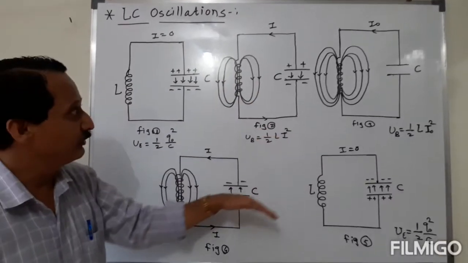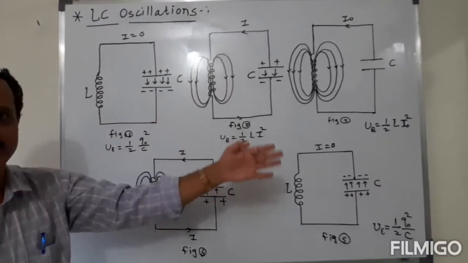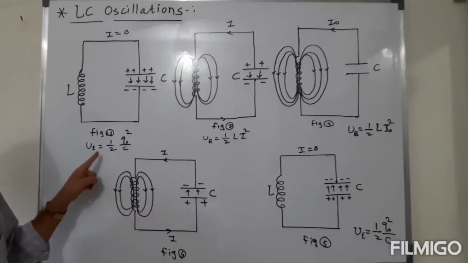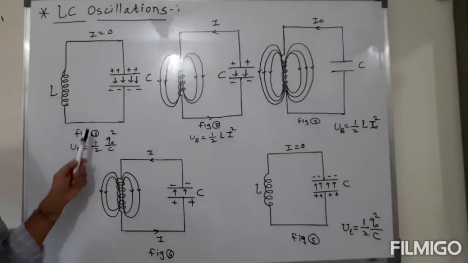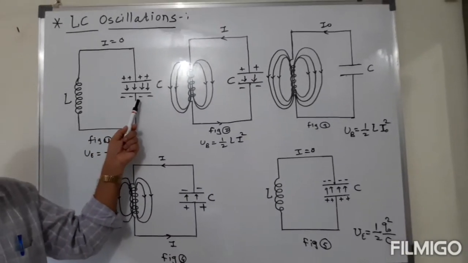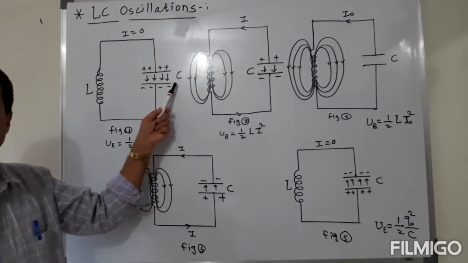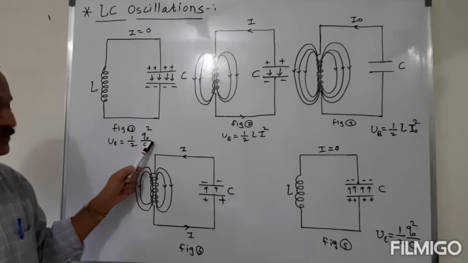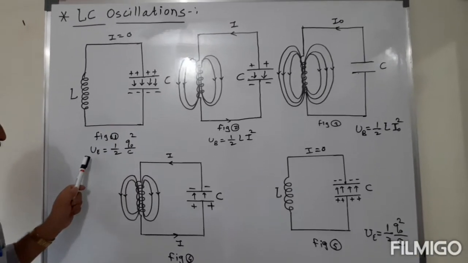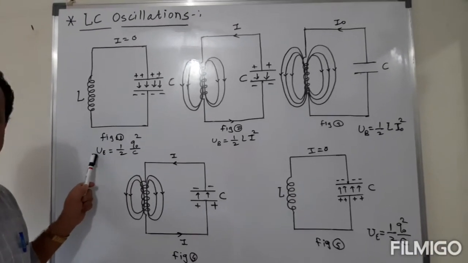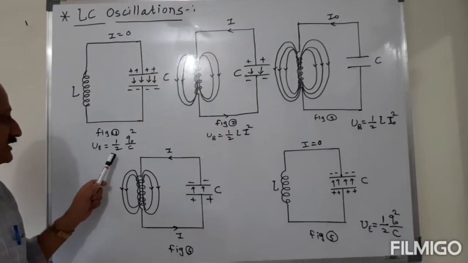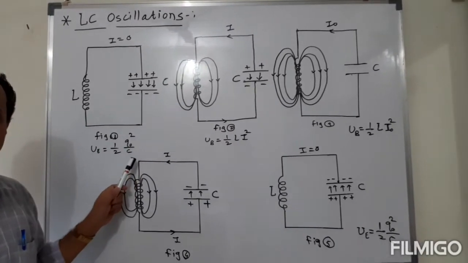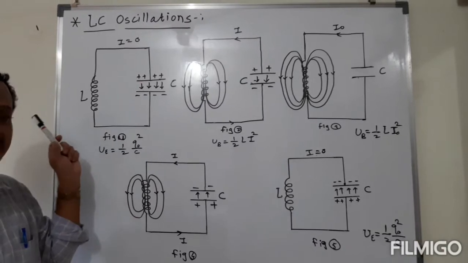The whole phenomenon we have to explain with the help of these 5 figures. In figure 1, let us consider a capacitor of capacitance C, which is fully charged, and its initial charge is Q0. So its initial or maximum electrostatic energy is UE = 1/2 Q0 squared upon C. This we have taken in the previous chapter.